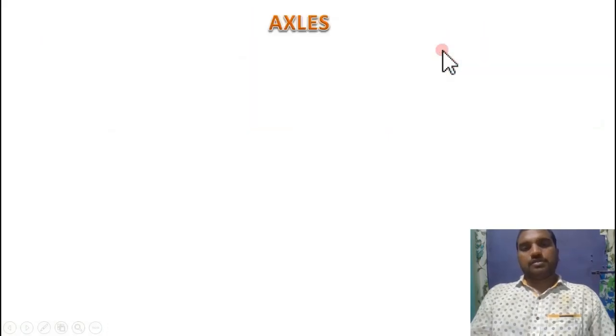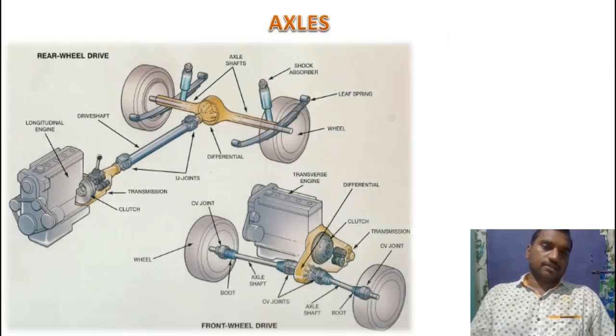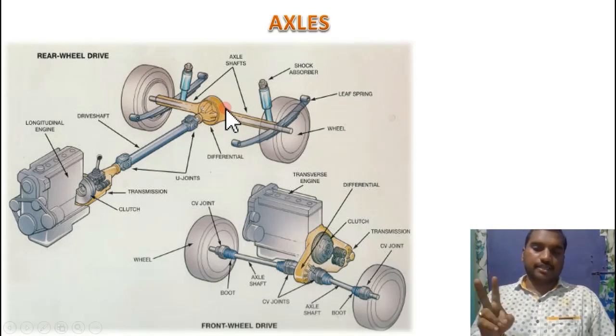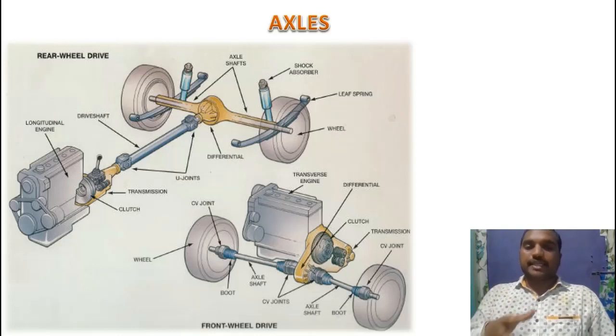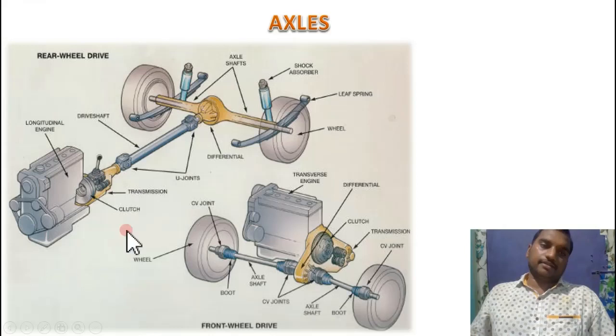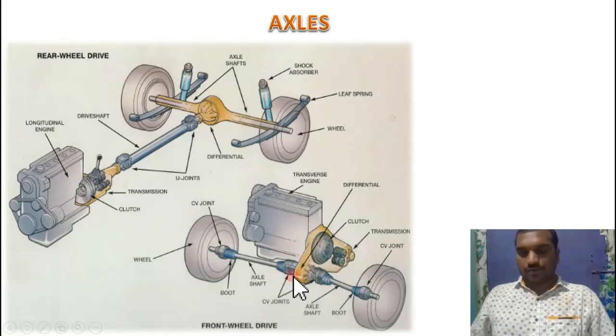Coming to the next part, it is the axle. There are two types of axles: one is the live axle, another is the dead axle. The axle which supports the steering is known as the dead axle. The axle which is getting the power is known as the live axle. If it is a front engine rear wheel drive, the live axle is the rear axle and the dead axle is the front axle. If it is a front engine front wheel drive, the dead axle is the rear axle and the live axle is the front axle.